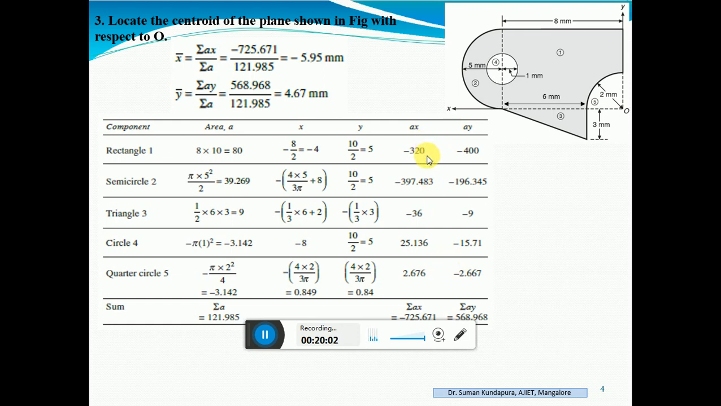Now, including the signs, just do the summation of these. In this case you are getting minus 725.67. You don't need to worry when you get a minus sign over here. It indicates that the x bar will lie in the negative x direction. So you substitute the same minus you got for ax over here with the negative sign. So x bar you will get as minus 5.95, which means that x bar from this point O is lying in the negative x direction, whereas this you are getting as positive. Substitute here, you will get 4.67.